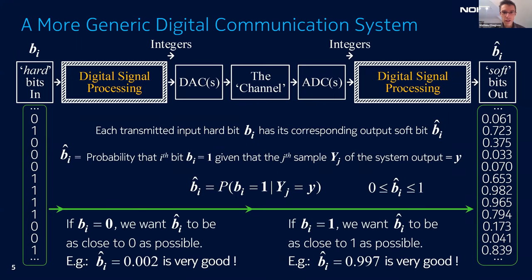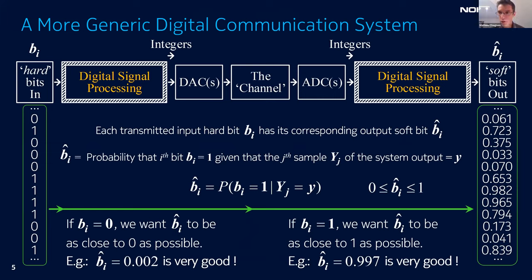By definition, each transmitted bit has to have a corresponding soft bit, which is an estimate of the transmit bit. By definition, it's the probability that the ith bit, B subscript I, is equal to one, given that the jth sample at the system output equals lowercase y. Mathematically, it's represented by the formula you can see at the bottom, in the middle of the screen.